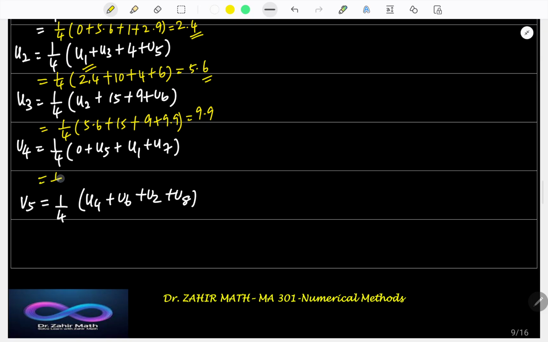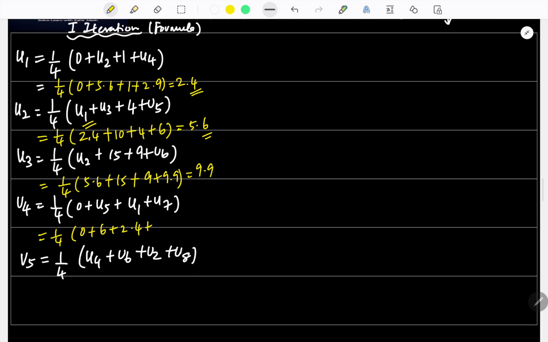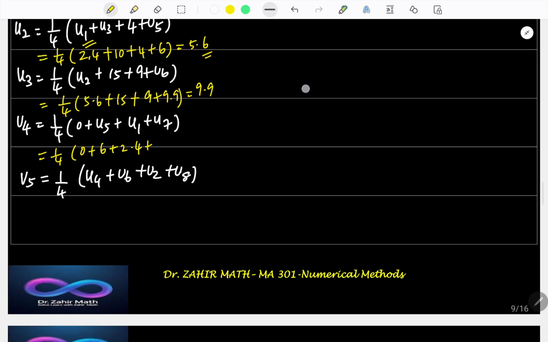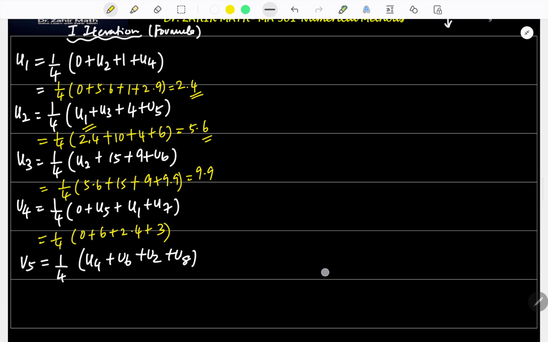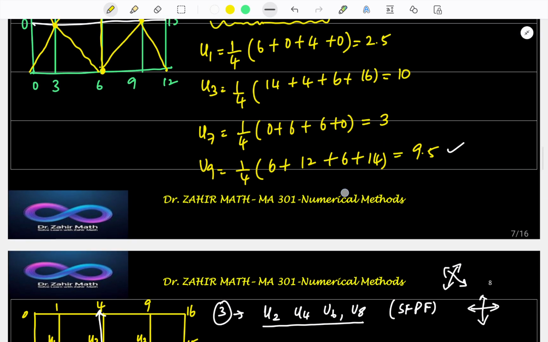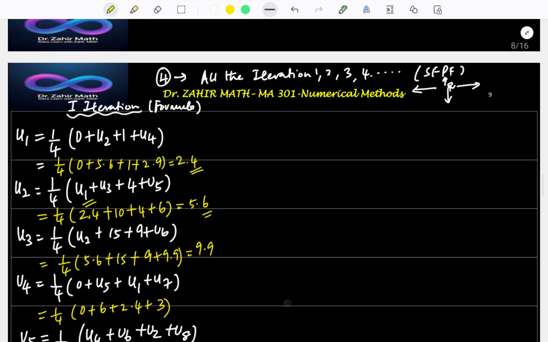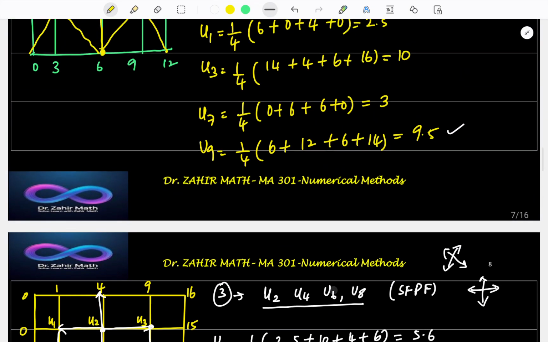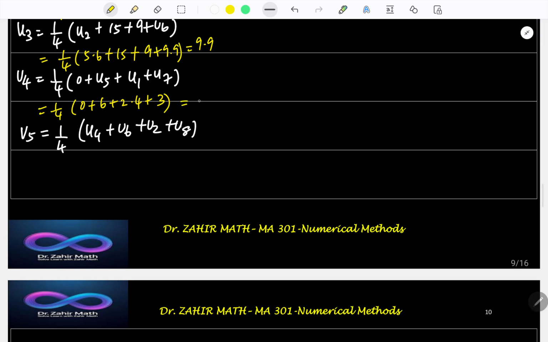So next is 1 by 4 bracket open, 0 plus u5, which is 6, plus u1 from this step, 2.4, plus u7 from the previous step. From the previous step, u7 is 3. Let me recollect because I'm also not remembering; I said u3, sorry, u6. u7 is here, odd values, it's 3, right? Yes, correct. So u4 is equal to, I got 2.9 in the calculator, which is equal to 1 by 4.